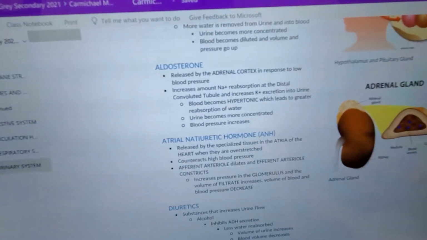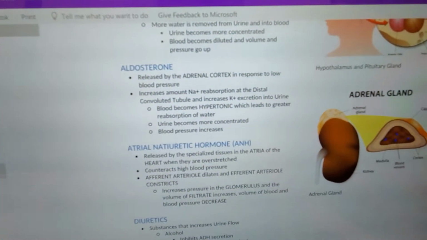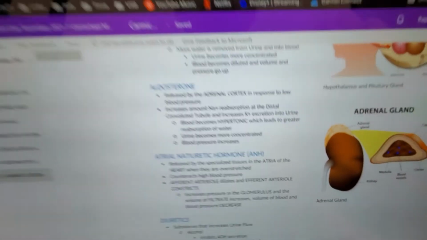Blood becomes hypertonic, which leads to greater reabsorption of water. Urine becomes more concentrated. Blood pressure increases. Okay, same thing as ADH, essentially, but it's working in a different place. It's not working on the collecting duct like ADH. It's working on the convoluted tubule.